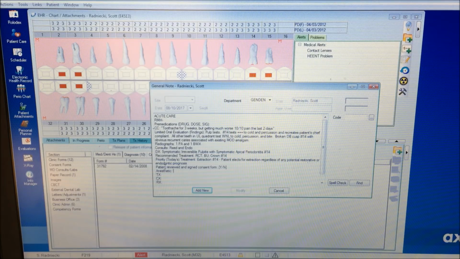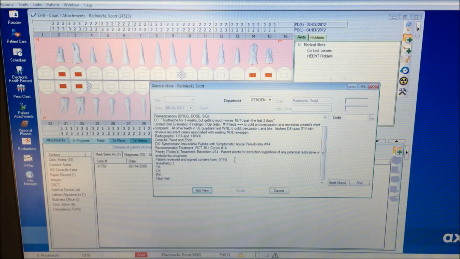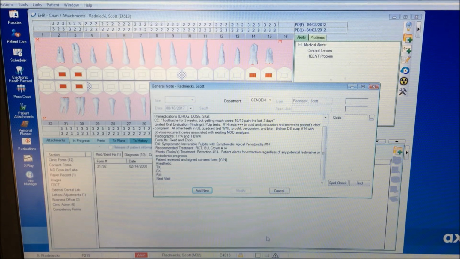Next line, you would say patient reviewed and signed a consent form. If you're doing a limited oral eval, for most things, you're going to have a consent form, whether it be a pulpal debridement or extraction. If you're doing a bite adjustment, you don't necessarily have to do that. If you say no, you can just delete it. This is kind of a speed bump to say, hey, yes, I actually had them sign the consent form.